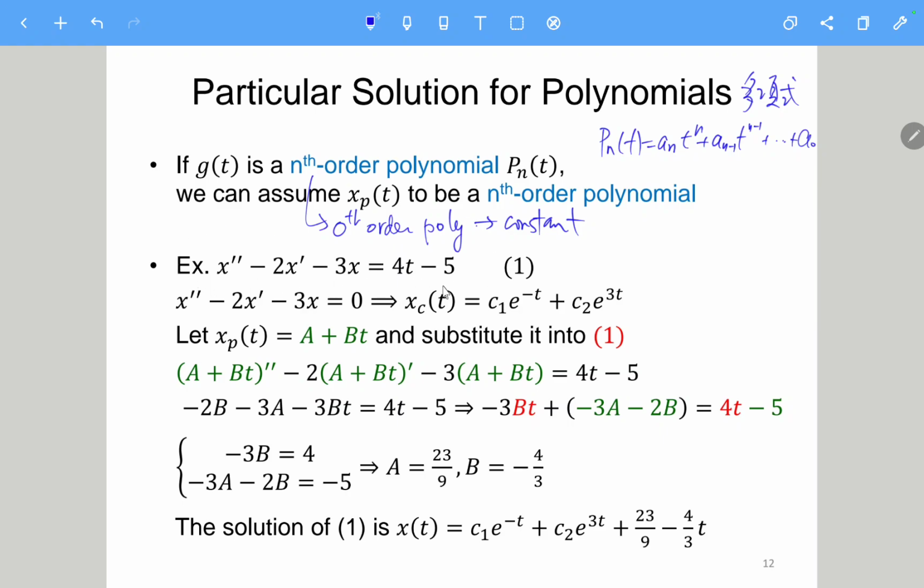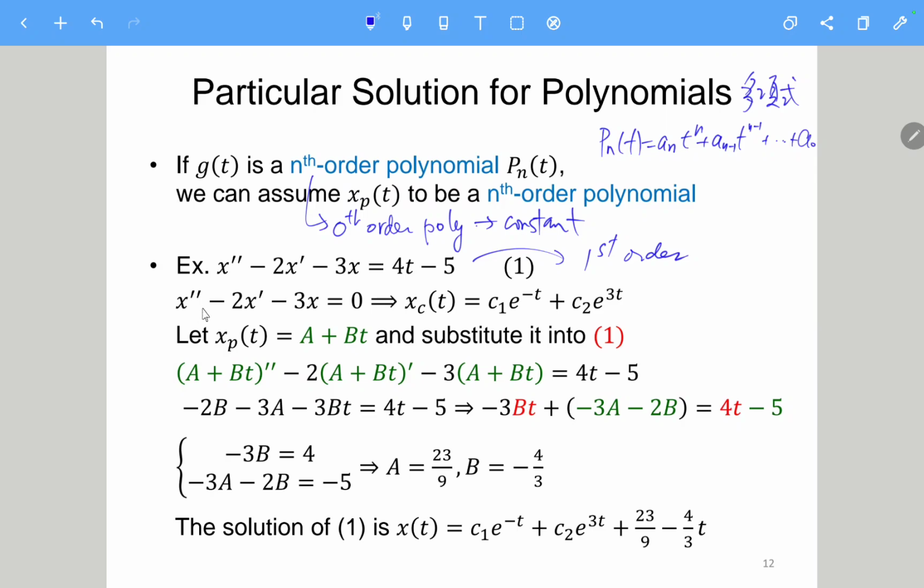So here's an example. This is the second derivative minus 2 times the first derivative minus 3 times the original function, and then equals 4t minus 5. So this is a first order polynomial. So the first step to solve it is to find the homogeneous solution. You always need to find the homogeneous solution first. So we just make the right hand side 0, so the left side equals 0.